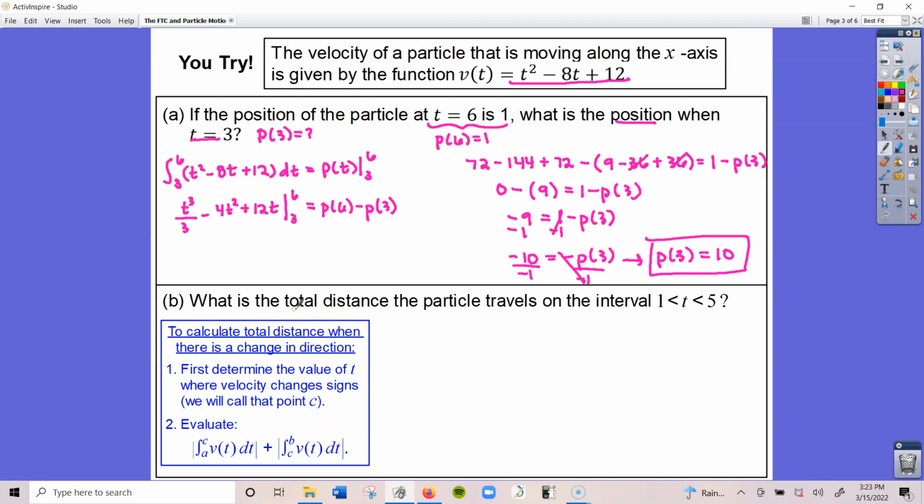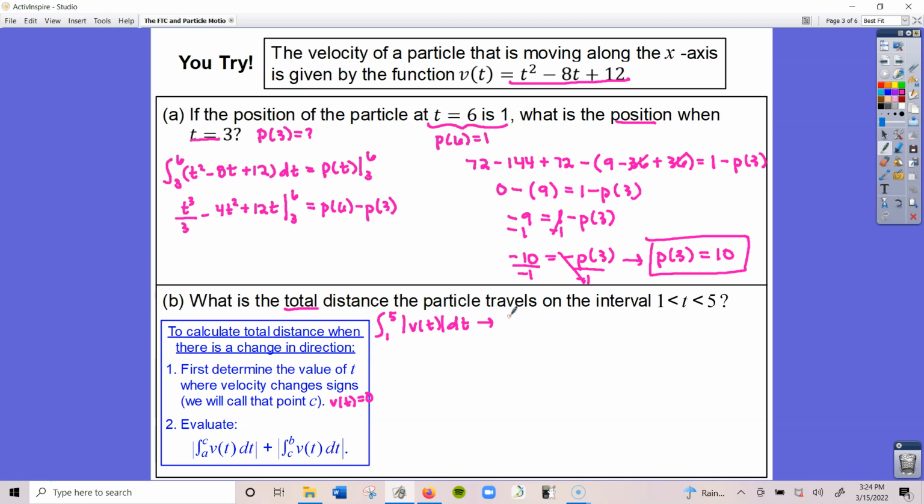For part B, what is the total distance the particle travels on the interval 1 to 5? So first, what this means is I'm going to integrate 1 to 5, the total distance. So that's the absolute value of v of t dt. The first thing I need to check is if my particle changes direction. So I have this here outlined for you. First, determine the value of t where velocity changes signs. And that is when v of t is equal to 0. And we're going to check that.